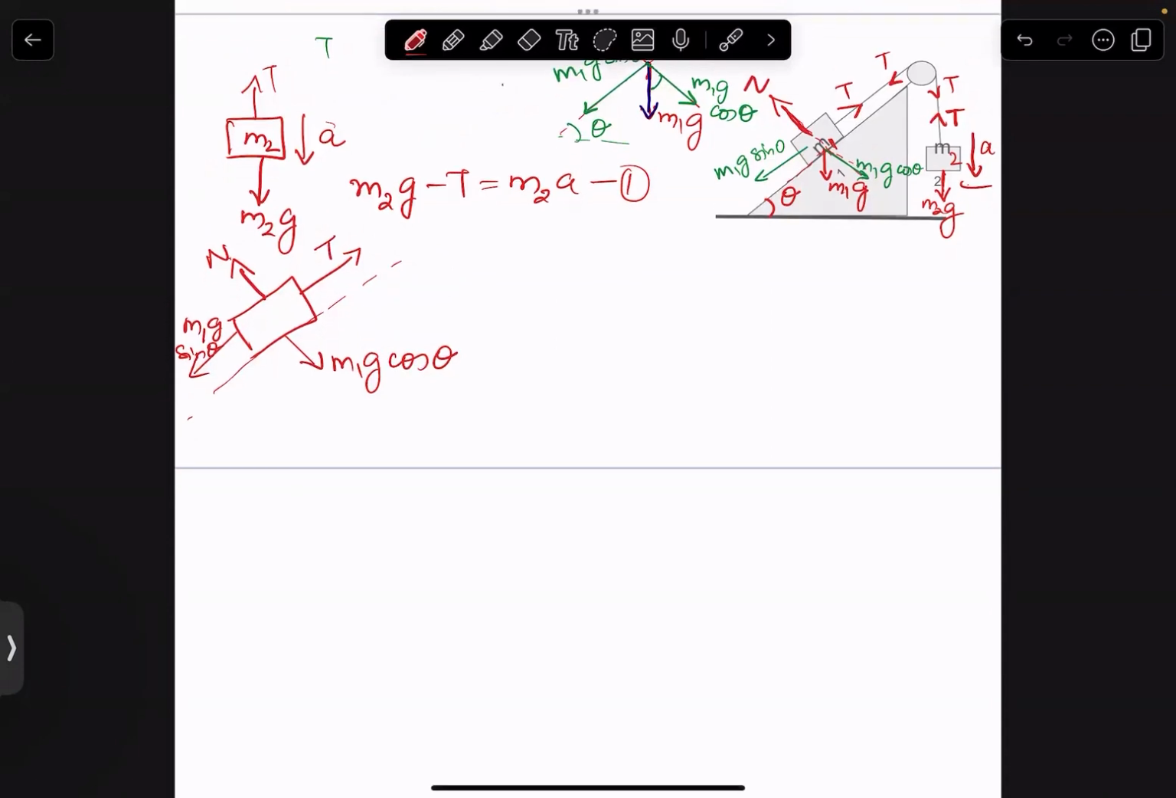Now you can easily understand how to equate this, right? Perpendicular to the plane, you will be equating first. Perpendicular to the plane, there is no movement of this block. It is not moving in the perpendicular direction of the plane. So that means N equals m1g cos theta.